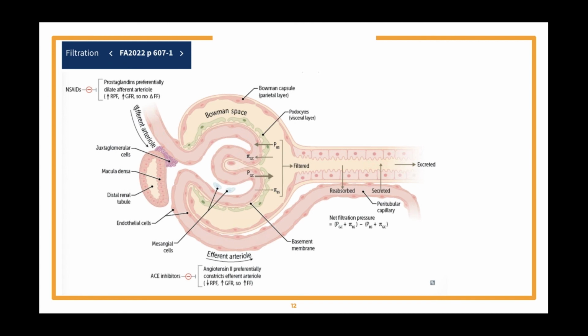So now the question is, what does angiotensin II do, okay? Now, angiotensin II in low doses constricts both the afferent and efferent arteriole, okay? But you can see it in the very bottom, right underneath that text of efferent arteriole, it is preferentially constricting the efferent arteriole, okay? And that's how ACE inhibitors work.